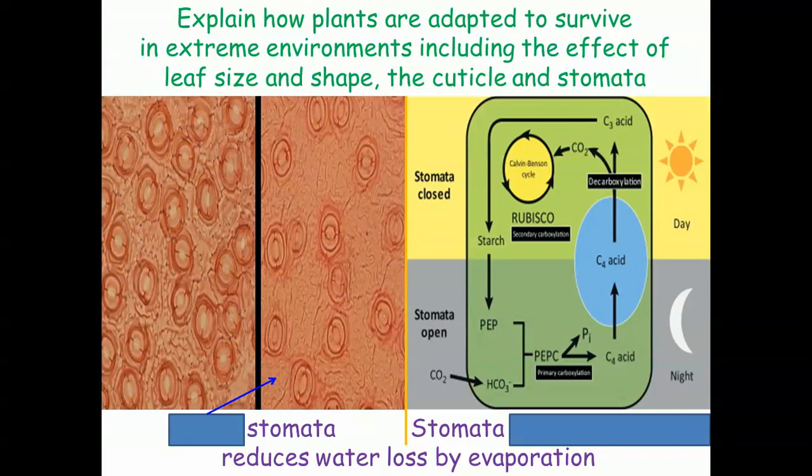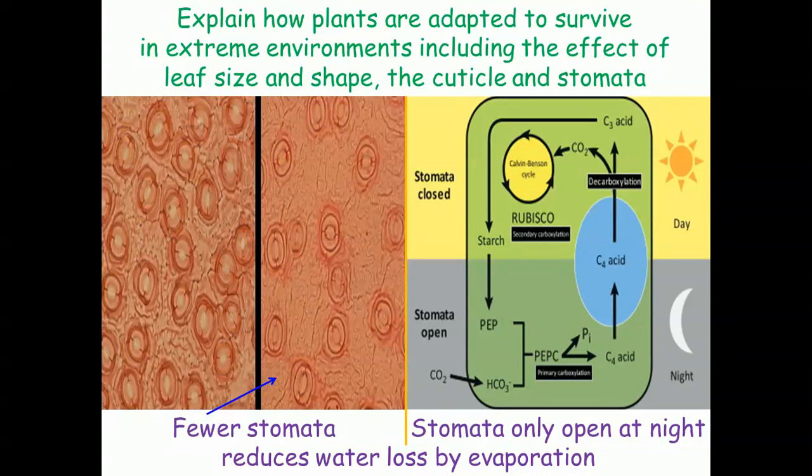Some more adaptations, and these examples involve stomata. Some plants have fewer stomata, and some plants only open the stomata at night time, because at night time the temperature is lower and there's less light intensity, so the rate of transpiration will be lower. That means it makes sense to open the stomata at night time to diffuse in carbon dioxide, and then that carbon dioxide is used at daytime for photosynthesis.